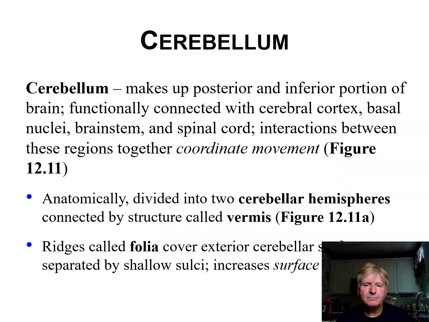Now the cerebellum. The cerebellum is the posterior inferior portion of the brain. It's functionally connected with the cerebral cortex, as well as the basal nuclei, brainstem, and the spinal cord. So those interactions between those regions help coordinate movement. Anatomically, you have two cerebellar hemispheres connected in the middle by a structure called the vermis. And you also have unique ridges called folia that cover the exterior cerebellar surface, which also extends surface area, and they're separated by shallow sulci.